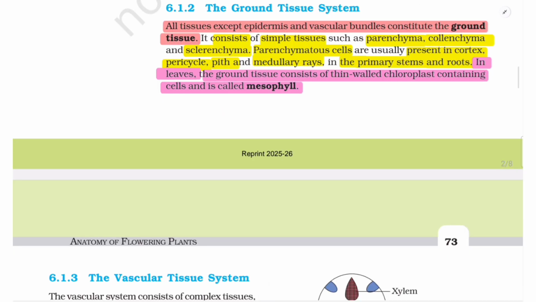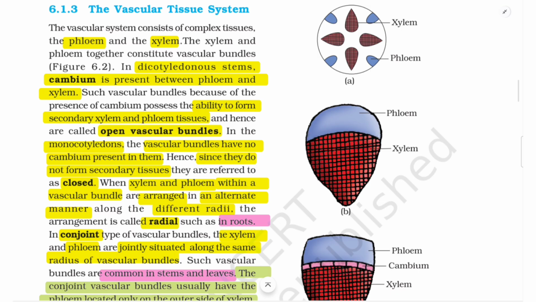6.1.2 The ground tissue system. All tissues except epidermis and vascular bundles constitute the ground tissue. It consists of simple tissues such as parenchyma, collenchyma, and sclerenchyma. Parenchymatous cells are usually present in cortex, pericycle, pith, and medullary rays in the primary stems and roots also. In leaves, the ground tissue consists of thin-walled chloroplast-containing cells and is called mesophyll.